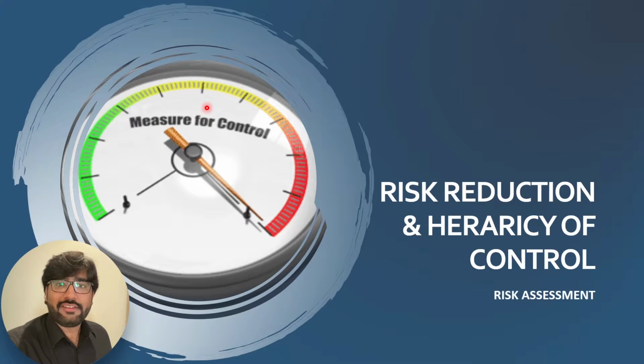Risk reduction and hierarchy of control is also the main part of risk assessment. In this presentation, we will discuss the hierarchy of control measures and risk reduction according to that. We will also discuss the categorization of the hierarchy of control, which type of control is required at which level of risk, and how we are going to measure which control measure is required for the higher level of risk or low level of risk, in order to reduce the severity or the probability. All this we will discuss in this part of risk assessment training.